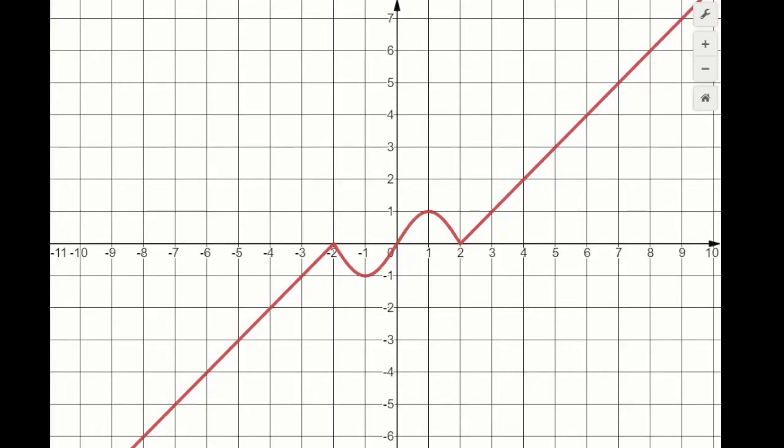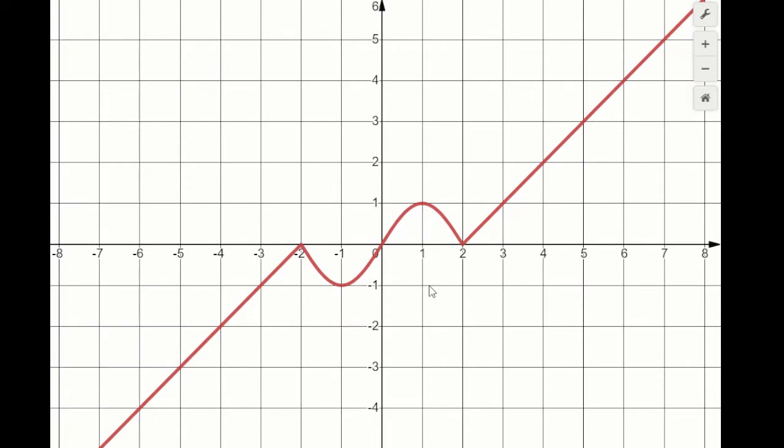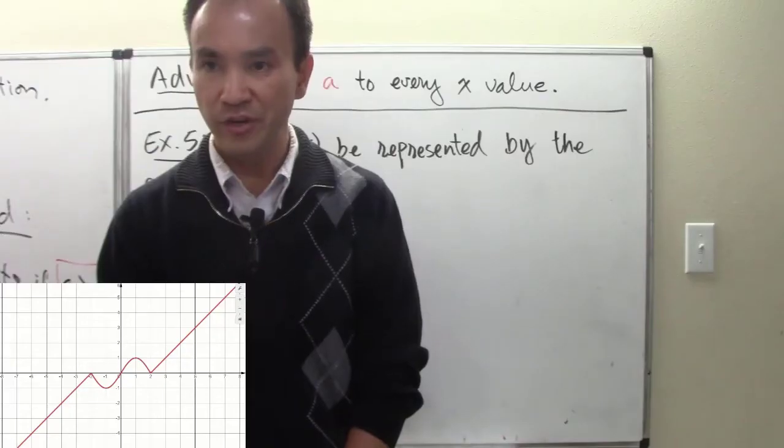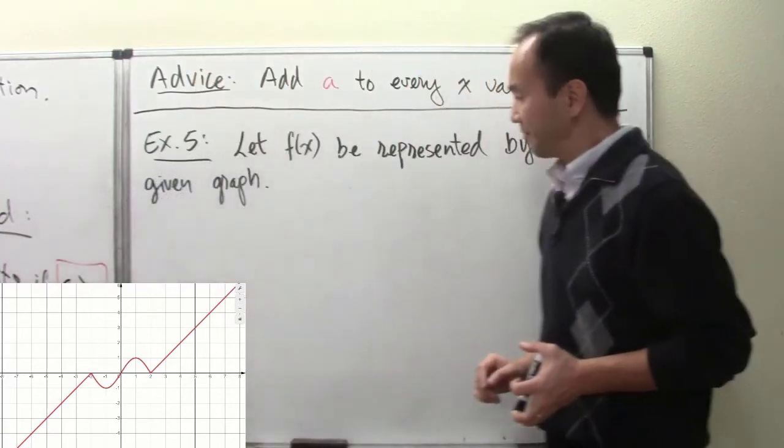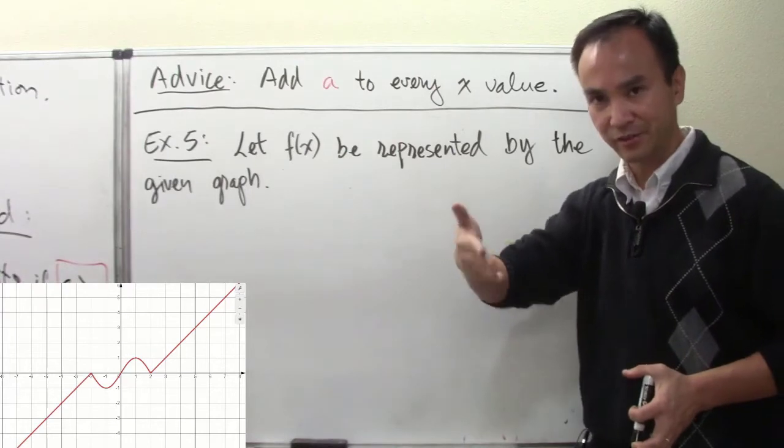All right, so this is the graph of our function, our tentative function that we're working with. Whatever function that is, it has this shape right here. It has this given graph. And now I'm going to put it in a little corner of our screen. So let f of x be represented by the given graph. That is the graph you're seeing.